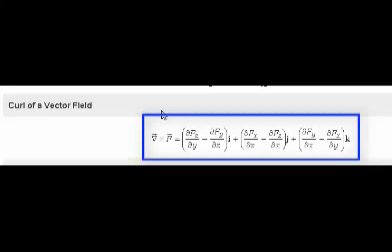The gradient of vector F, the curl, equals (∂Fz/∂y − ∂Fy/∂z) i + (∂Fx/∂z − ∂Fz/∂x) j + (∂Fy/∂x − ∂Fx/∂y) k.